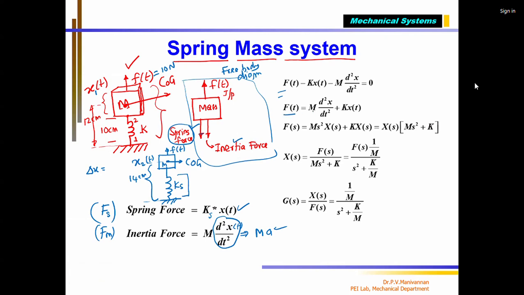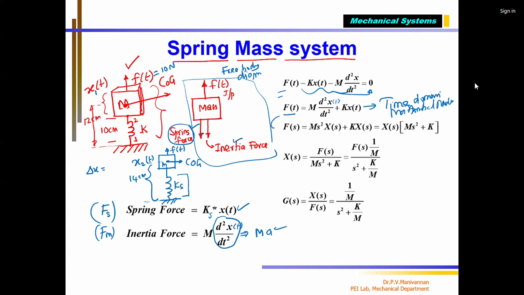Again, we can write it as F of t equal to, okay, we retain F of t on the left side and this entire term is moved to the right side. So on the left side you have F of t equal to m into d square x of t by dt square plus k into x of t. Now, this is called the time domain mathematical equation, or the mathematical time domain model, the equation which represents the entire system, including input.